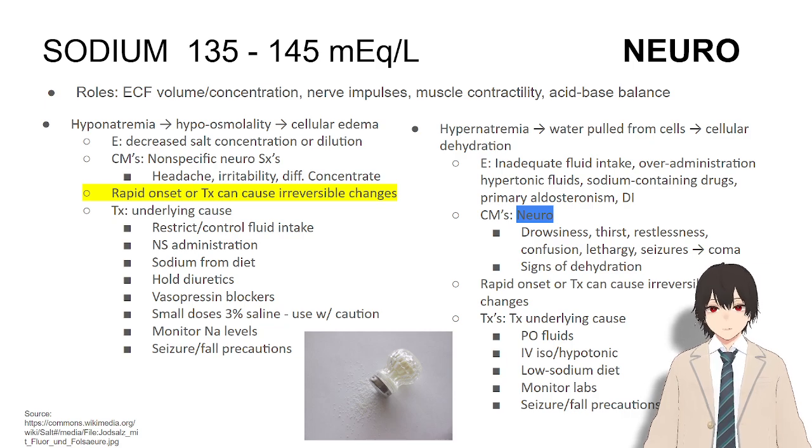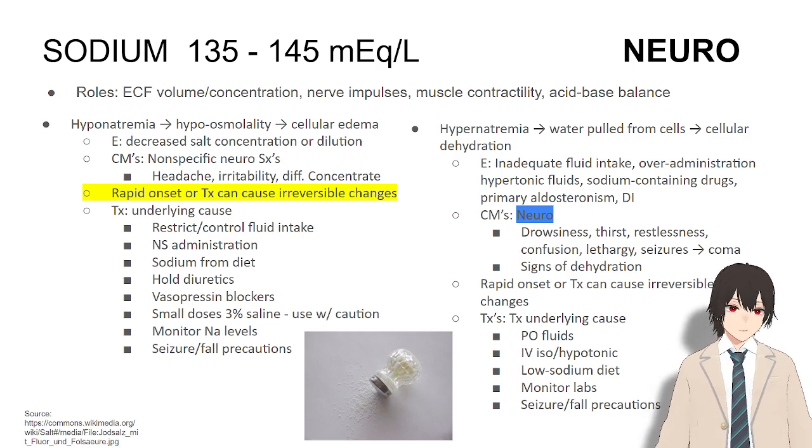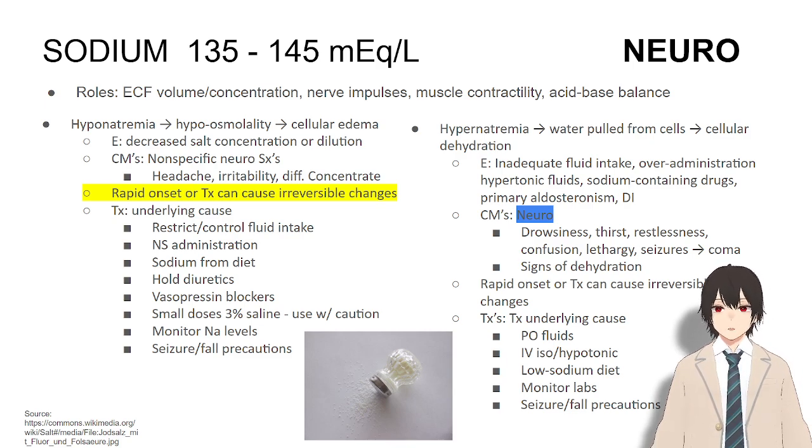High sodium, hypernatremia, is the opposite. Water is pulled from the cells, causing cellular dehydration. Classic symptoms are thirst, confusion, lethargy, and possibly seizures leading to comas. Now, remember, never change the sodium levels quickly. Just remember, sodium messes with your brain, okay?